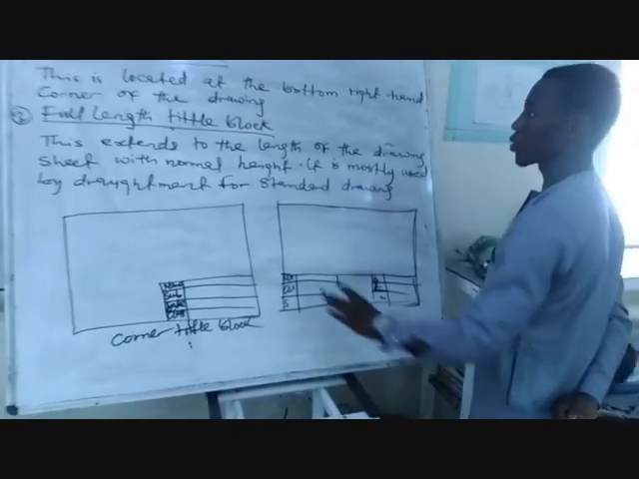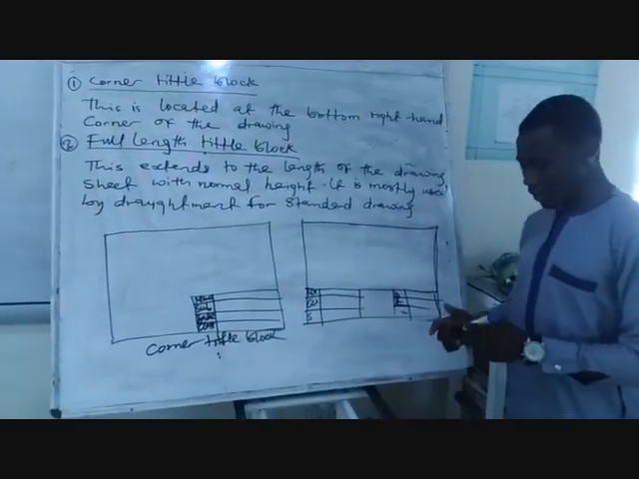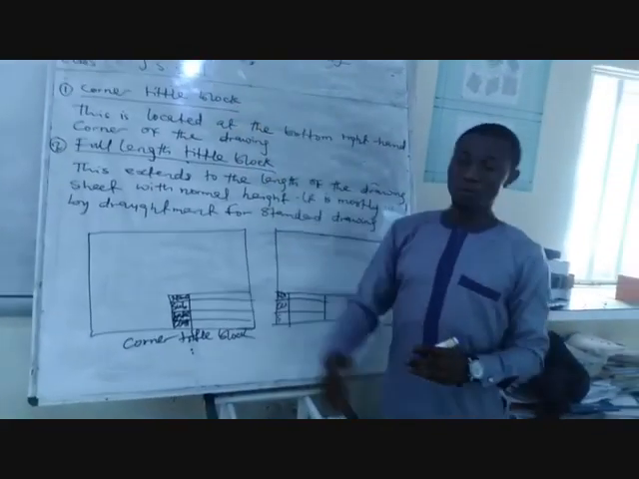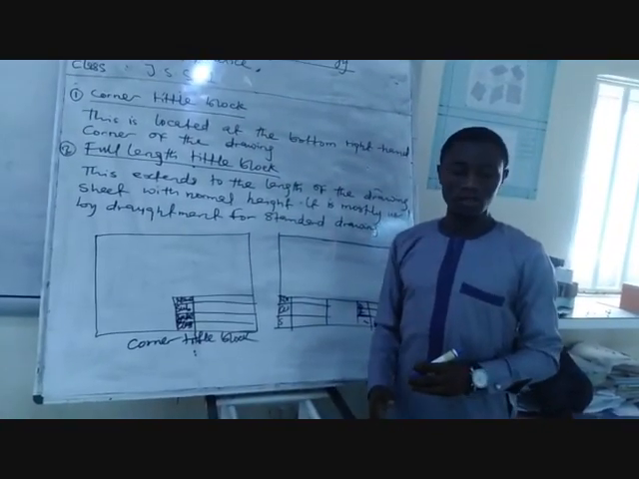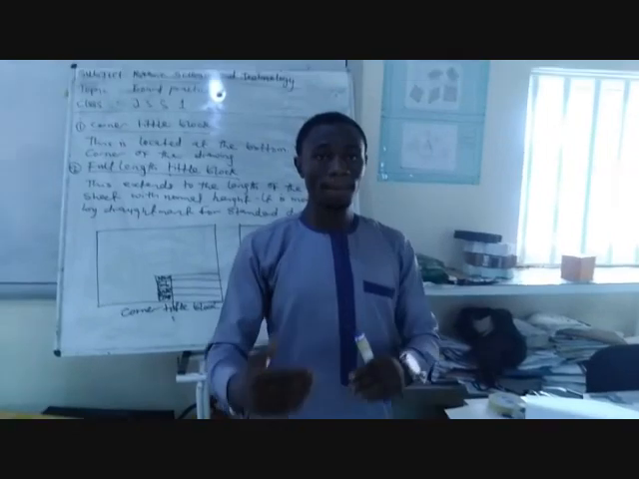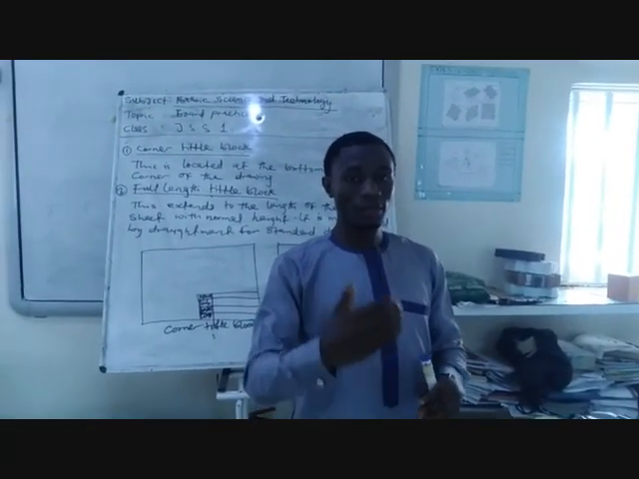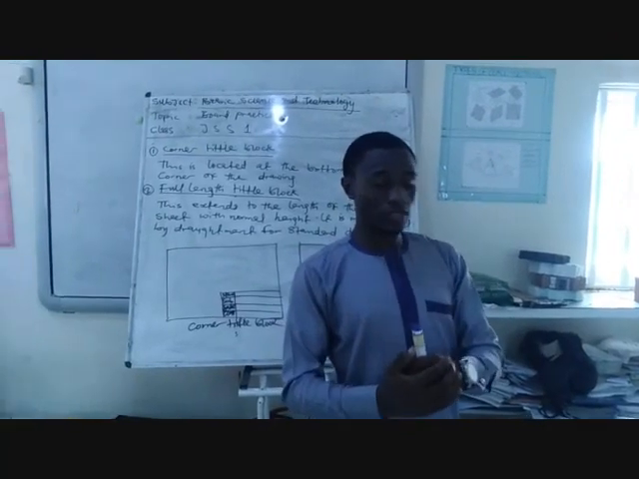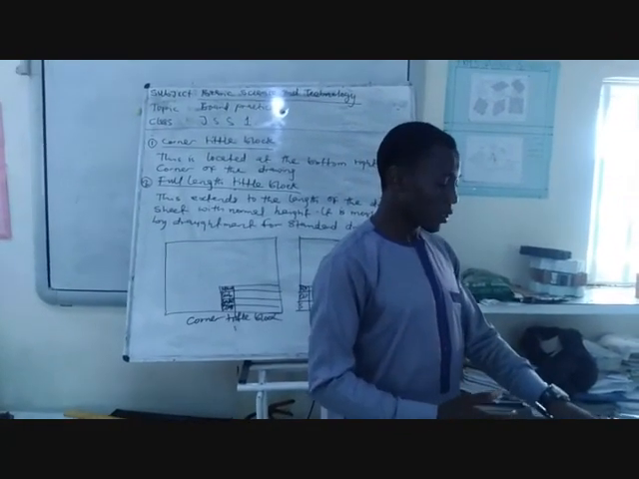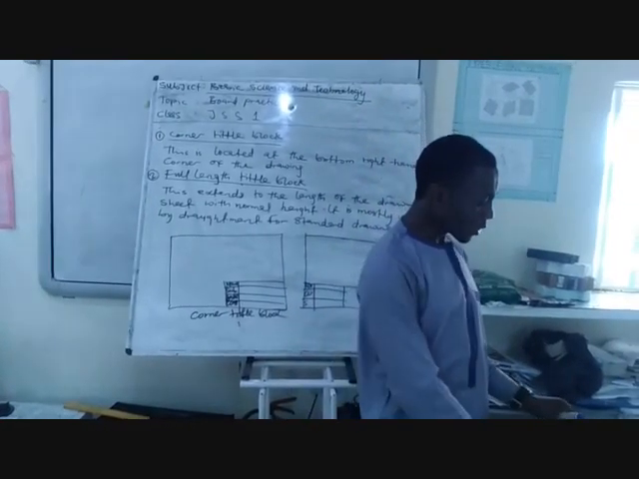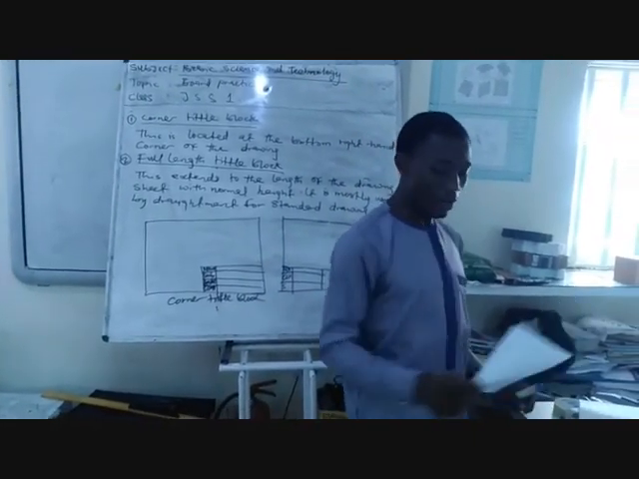So these are the two title blocks we have. So let's see a little practical with regards to this board practice. Let us see some basic steps you need to follow when drawing. Number one, we said, set the drawing paper on the drawing board. So let's see how we can set our drawing paper.